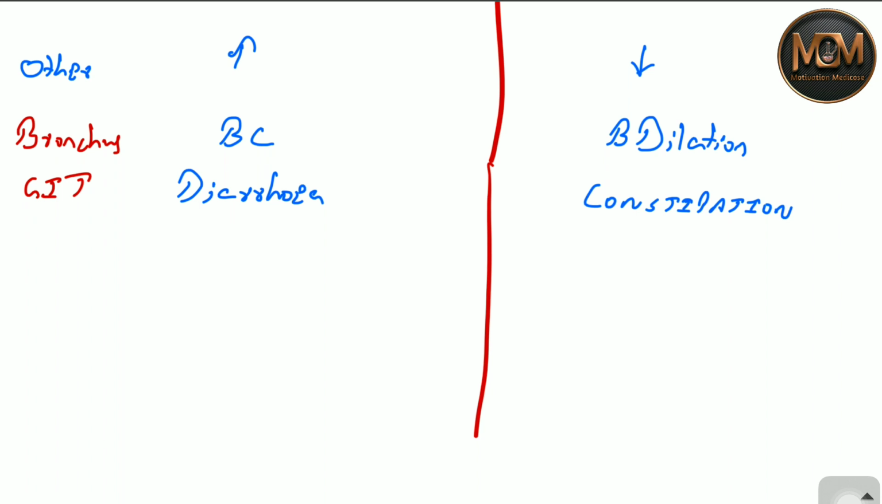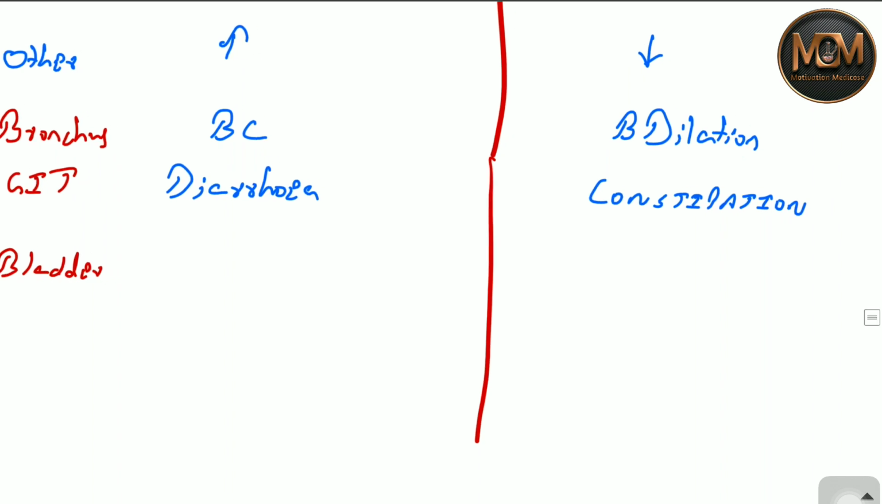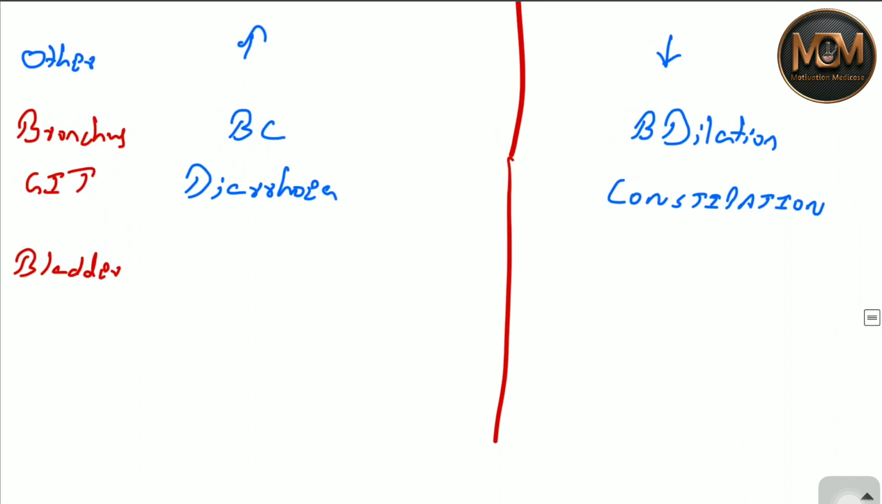The third thing is the bladder. Let's see the bladder. In the bladder also it will increase. What will it increase? It will increase the urine flow. So increased urine flow in the parasympathetic, while in the sympathetic nervous system it will decrease the urine flow.